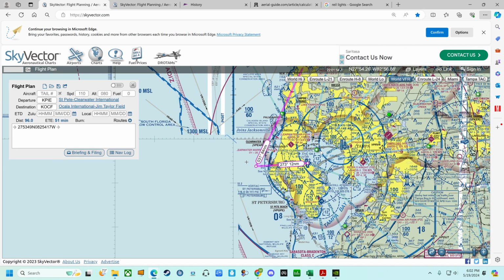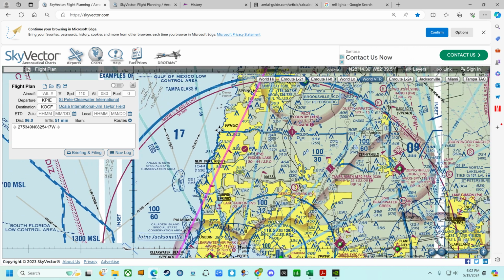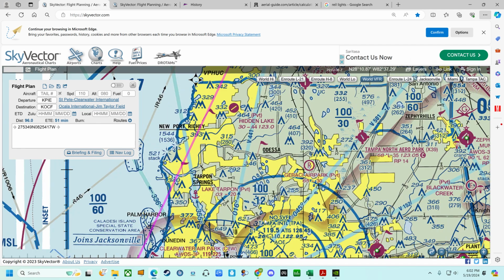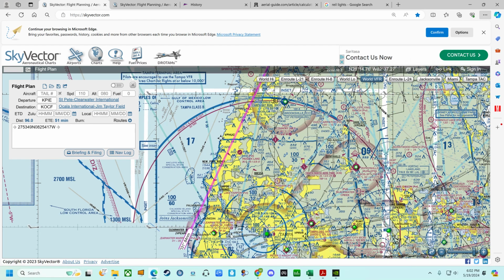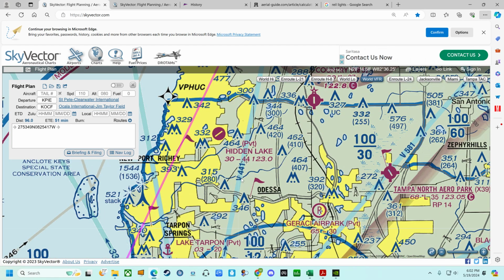And then there are these things called radials. They're like spokes radiating out from a bicycle tire, if you think of it that way, right? You have spokes in the middle, and there's a Victor Airway. In this case, if I fly the 016 radial going out of St. Pete, that's actually the Victor 441 airway.